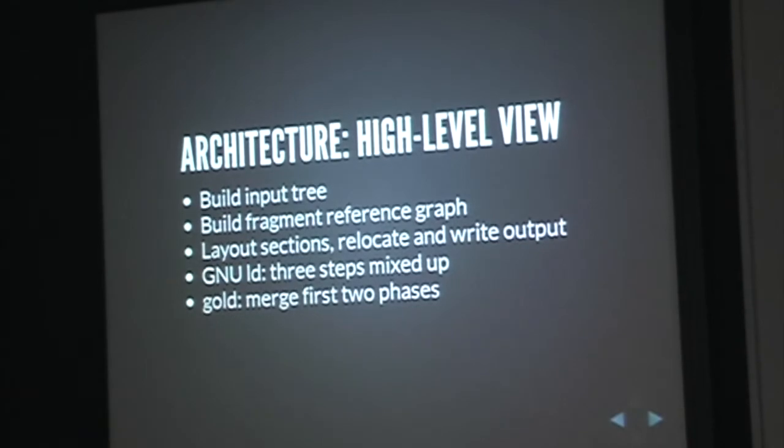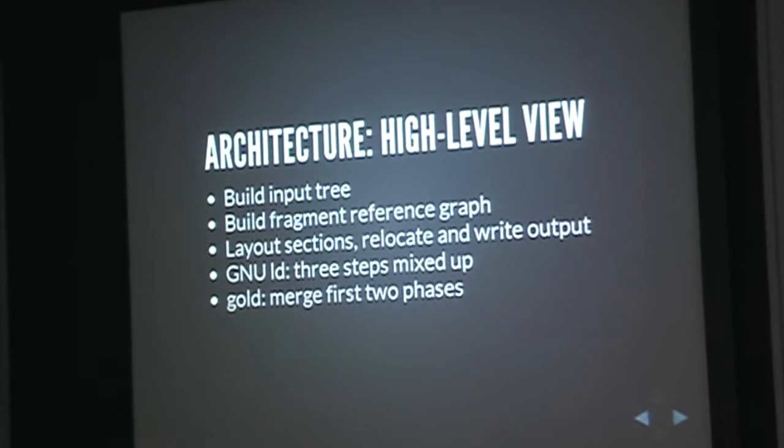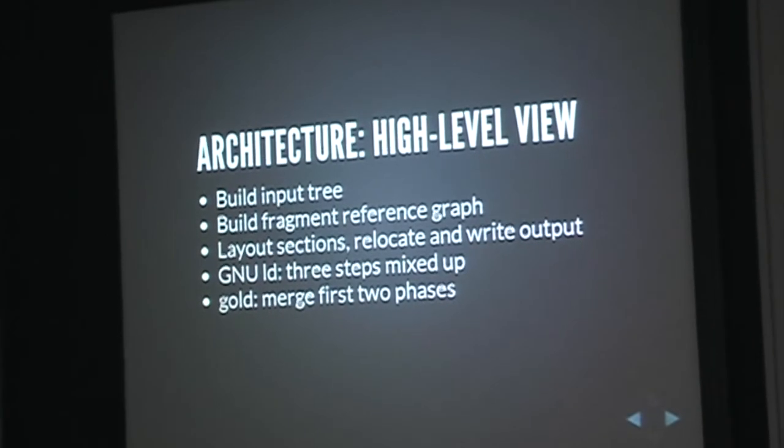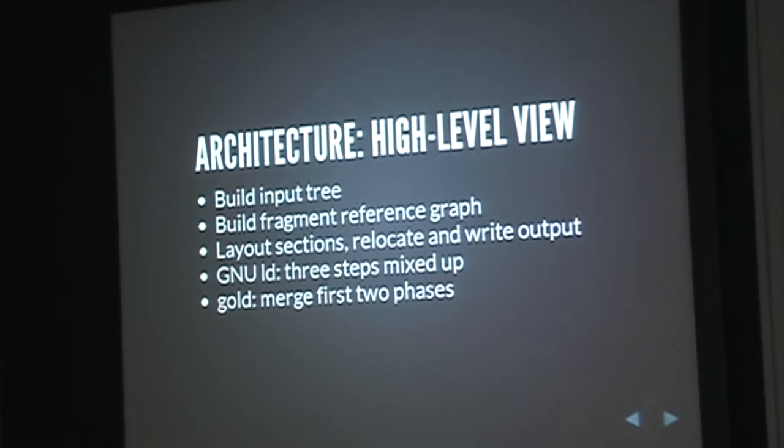So the high-level view of the architecture is MCLinker is building an intermediate representation of the input, called the input tree. From that, it builds a fragment reference graph. Then it's going to lay out the sections, do some fancy magic with relocations, and then it's going to write the output.